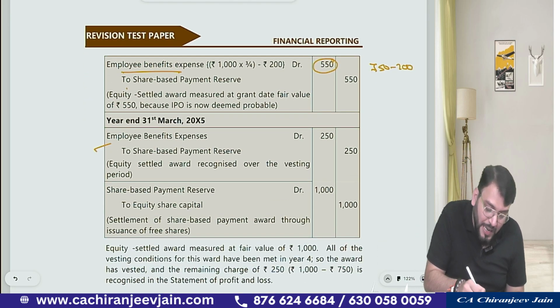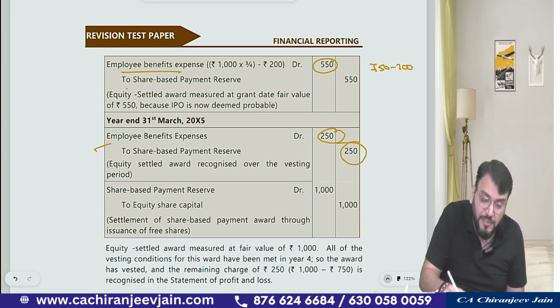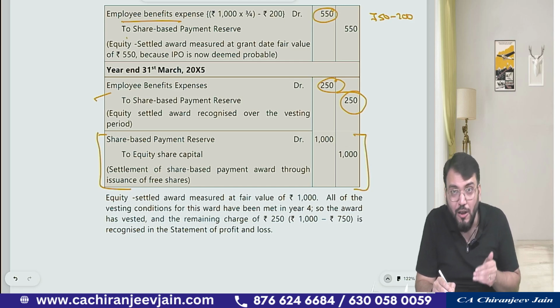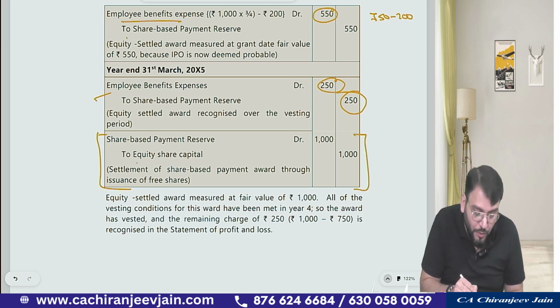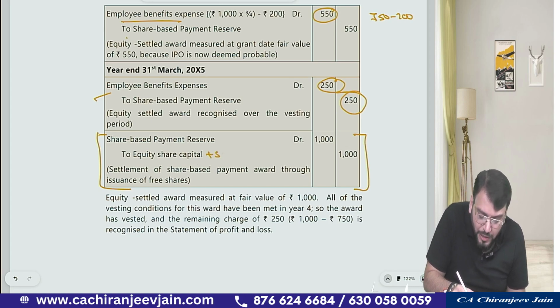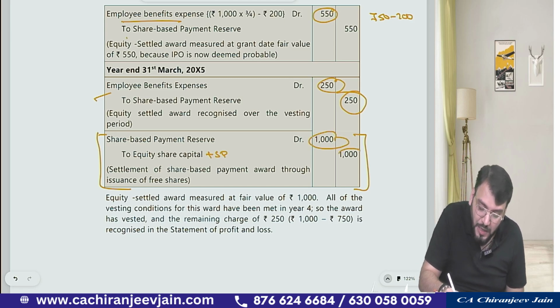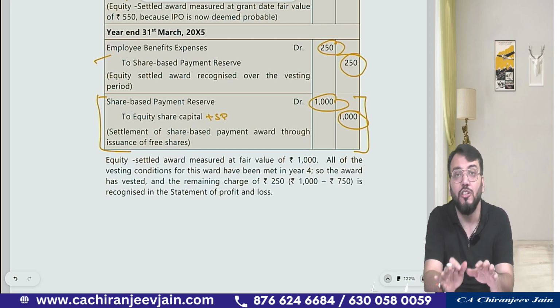reserve account. Then at the year end, once again 250 expense will be recognized, and then we'll do the journal entry for the allotment of equity shares, that is SBP reserve account debit to equity share capital, plus you can also add securities premium because they have not given the nominal value of shares, with rupees 1000. This is the entire discussion of the RTP.